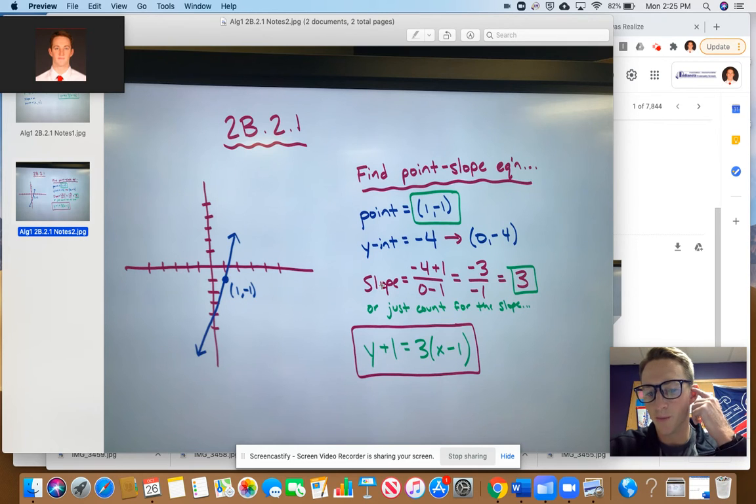Or we can use the slope formula. So if we're to use the slope formula, again, just use the y-intercept. That's the point 0, -4. We're going to do y2 minus y1 over x2 minus x1. So -4 minus -1, and then 0 minus 1. So we have -3 divided by -1 is +3. You get the same answer either way. Let's plug that in. So y minus y1 equals slope times x minus x1. Y minus -1 turns into +1 equals 3 times x minus x1 or x minus 1.